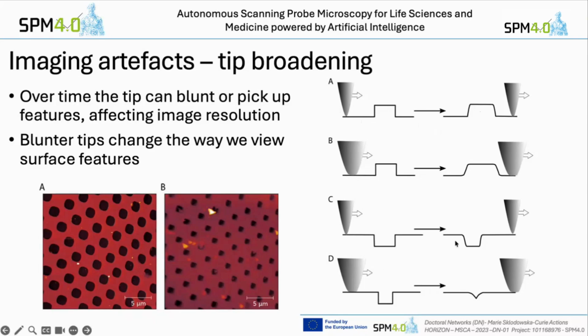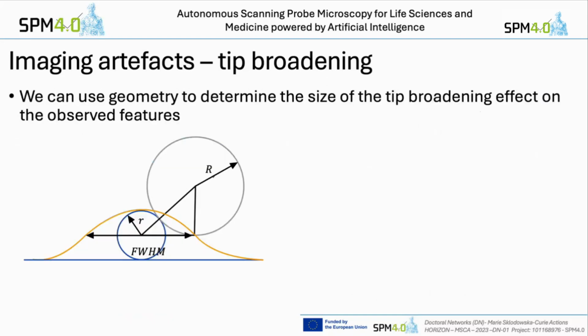But for trenches, it can be a real problem. In this case, you can see that you can't really get down to the depth of the trench because of how fat your tip is. And we always need to consider that the width of the object that you're seeing is always a convolution between the actual width of the sample and the width of your tip.